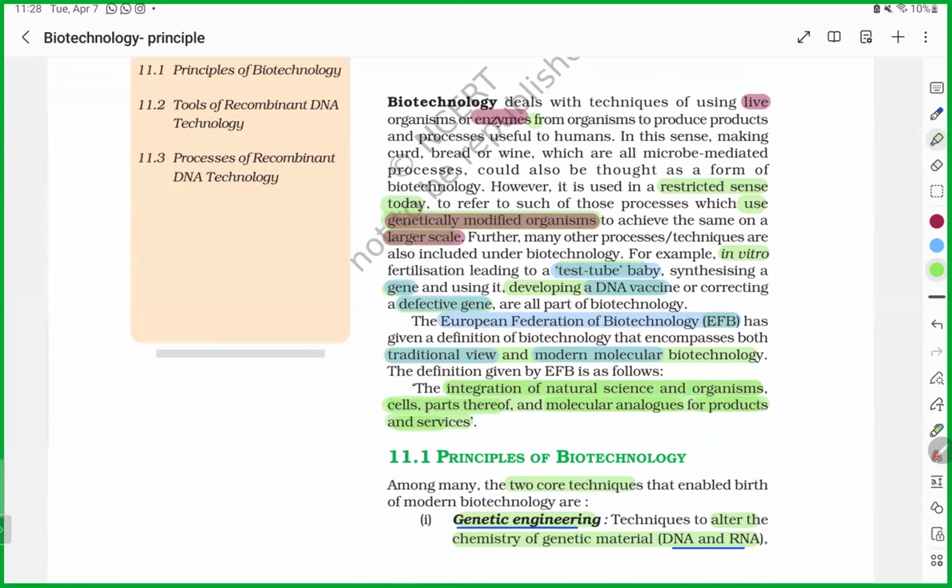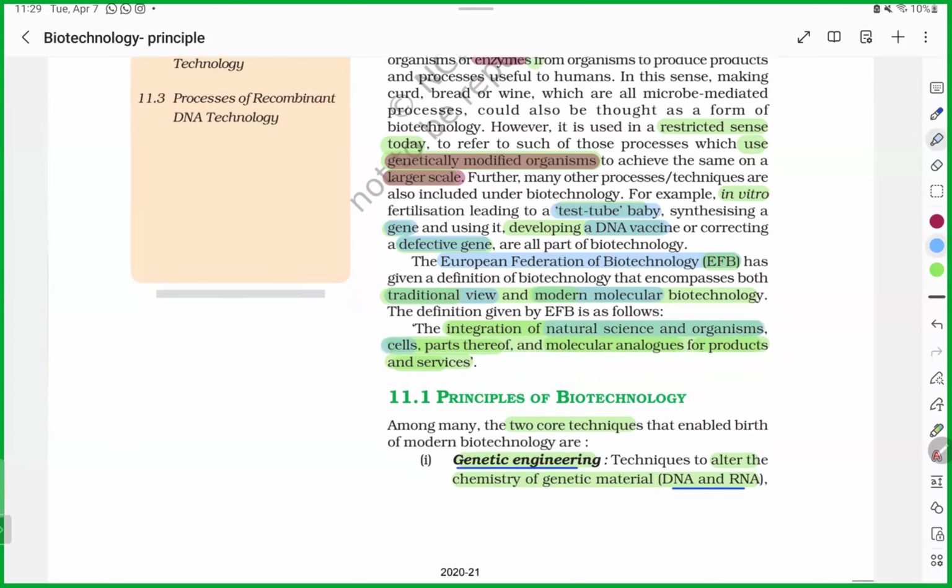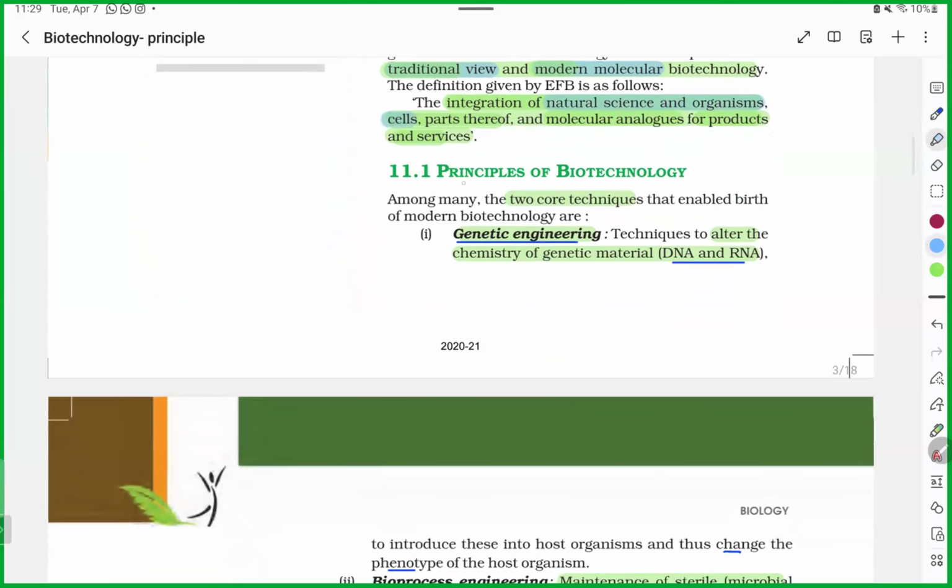All are applications of DNA. All are biotechnology. Correct? The European Federation of Biotechnology gives the definition. This definition covers the traditional old view and the modern view. It says biotechnology is where we integrate natural science, organisms, cells, all things, so we can get beneficial products for human beings.